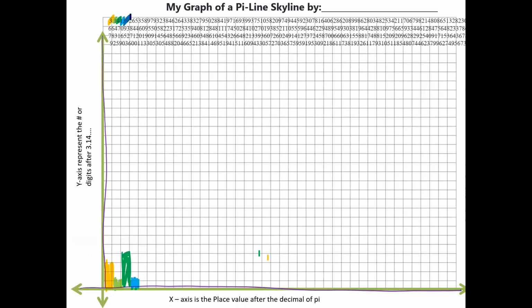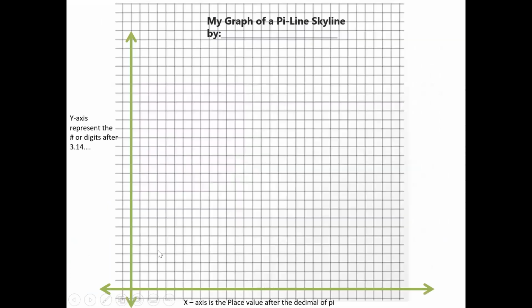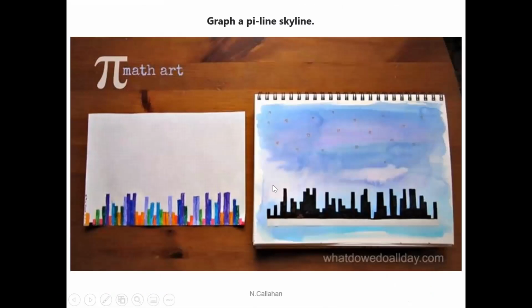And you have 5, so I'm going to go all the way up to 5. And then you have 2, so I'm going to color 2. And keep going until you have colored the entire skyline of pi. And here is an example of what it should technically look like.